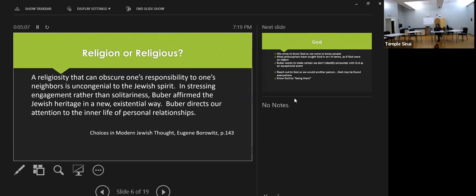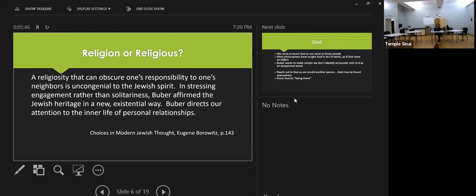So let's just talk for a second about this. This is Eugene Borowitz, who was a prominent teacher and theologian and professor and rabbi, for many of us one of our most terrifying professors at seminary. But also a genius. In his book, Choices in Modern Jewish Thought, he wrote, a religiosity that can obscure one's responsibility to one's neighbors is uncongenial to the Jewish spirit. In stressing engagement rather than solitariness, Buber affirmed the Jewish heritage in a new existential way. Buber directs our attention to the inner life of personal relationships.